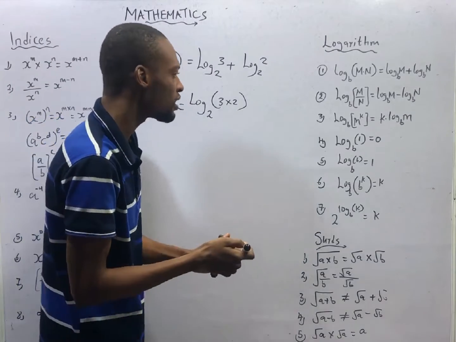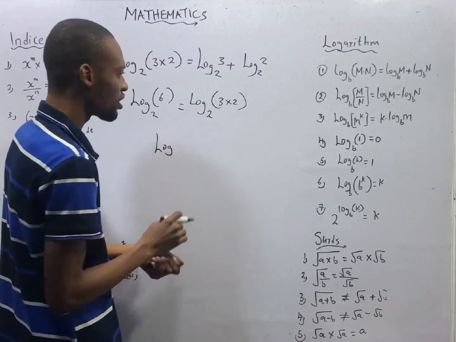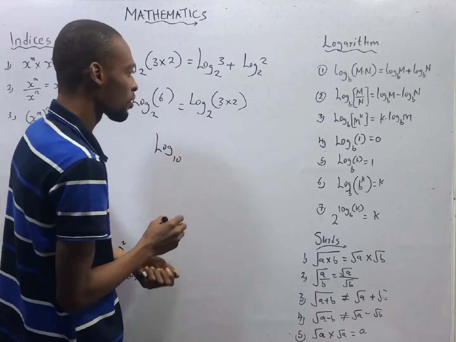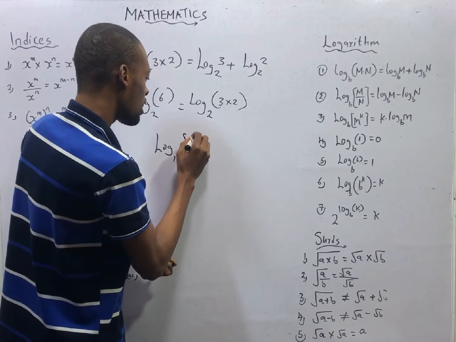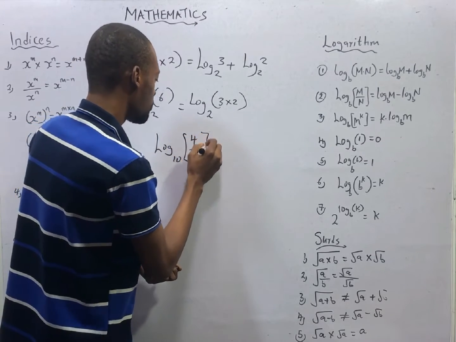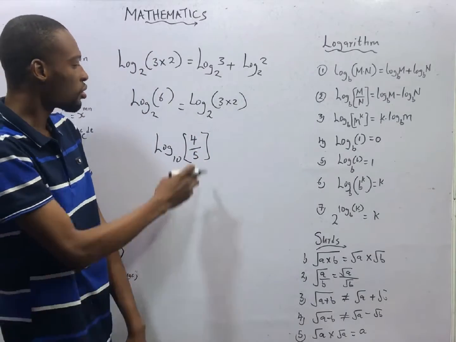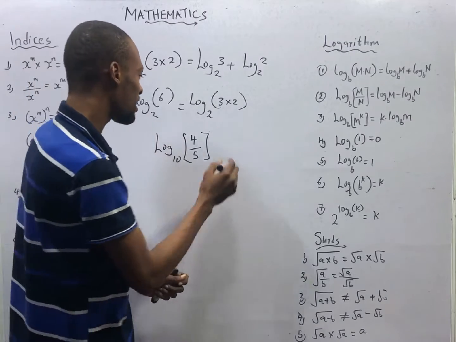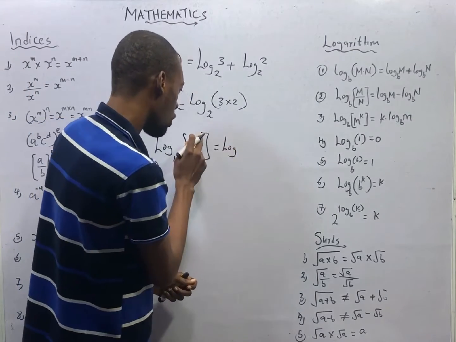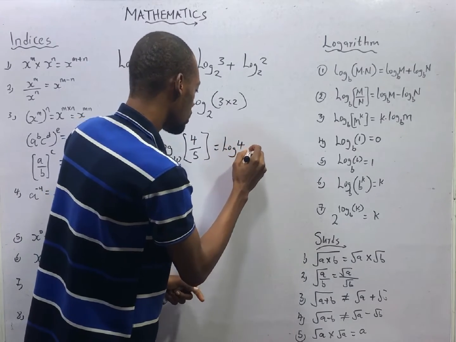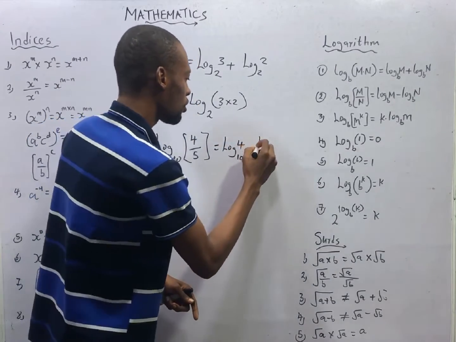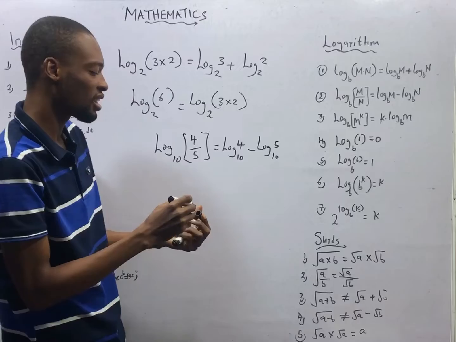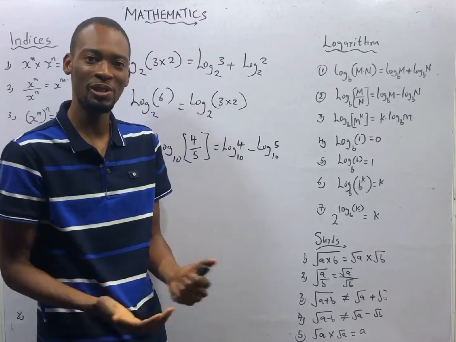The second law of logarithm says that if you have log, this time around b is the base, so let the base be 10, then let n be 4 and let n be 5, something like this. Since you have division and you have log to a base, the law of logarithm says that this is the same thing as log 4, the one at the top with base 10, minus log 5, the one at the bottom with base 10. That is the second law of logarithm, the division law.